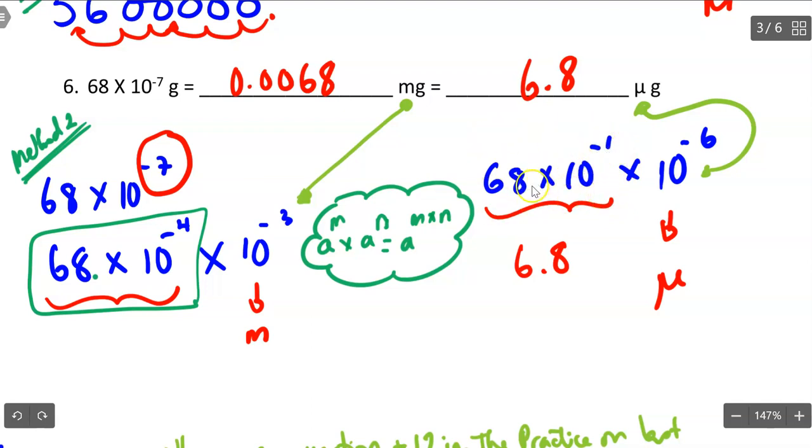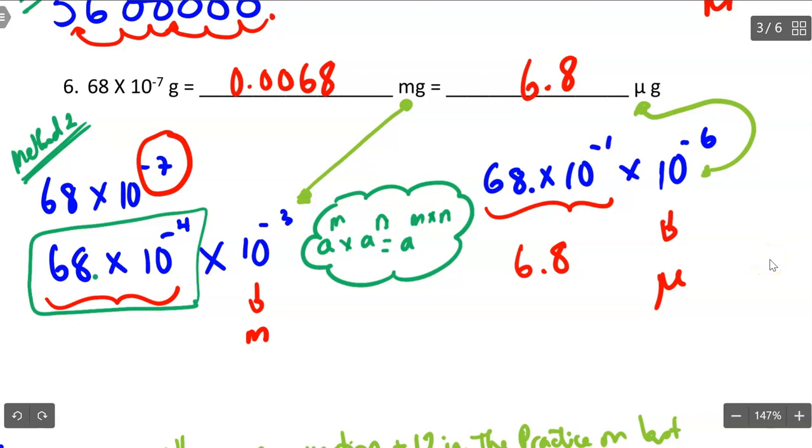The 10 to the negative 1 tells me that here's my decimal point, and I need to move it one place to the left, to here. See that? I have to move it there. So now that's why I have 6.8. So that's why I have 6.8 micrograms.